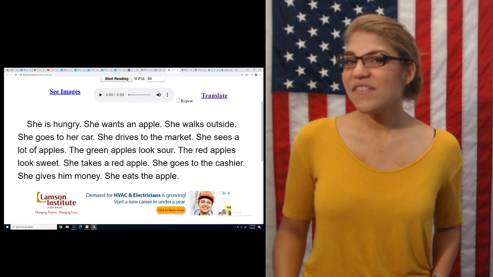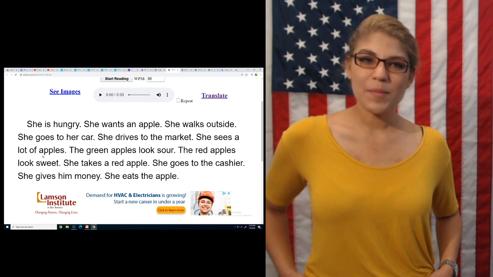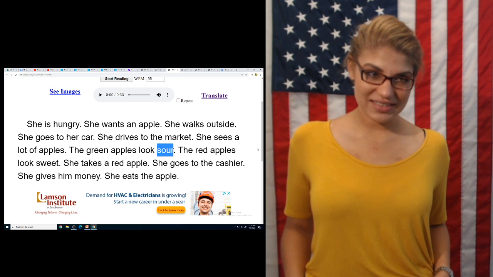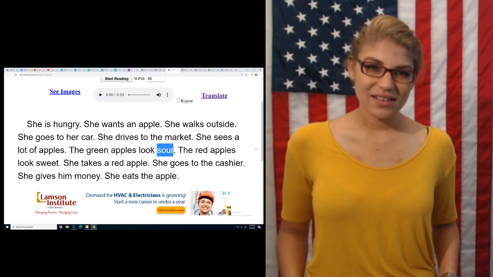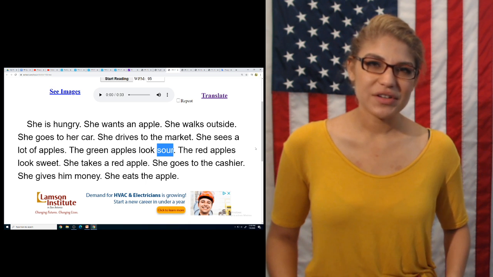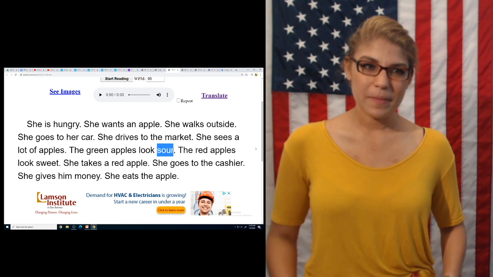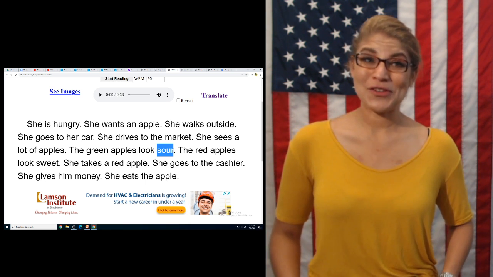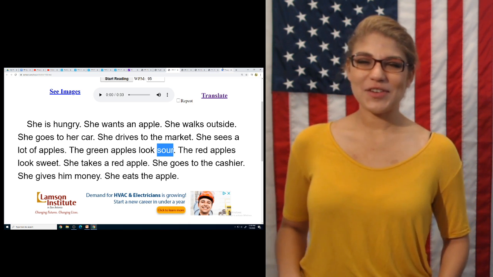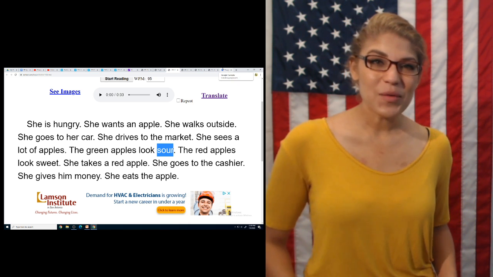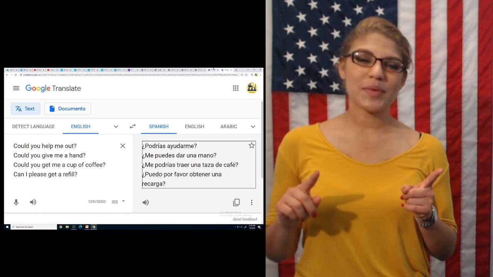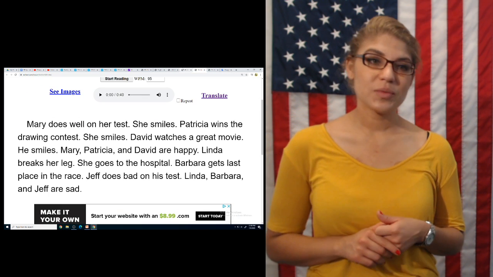Do you have any questions about the vocabulary words in the reading today? Let's look at the word sour. Sour is a good word. Sour, thank you, Miss Virginia. Sour means that something is the opposite of sweet.